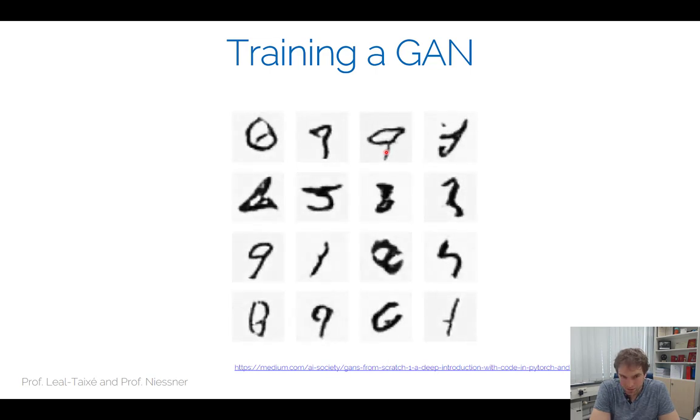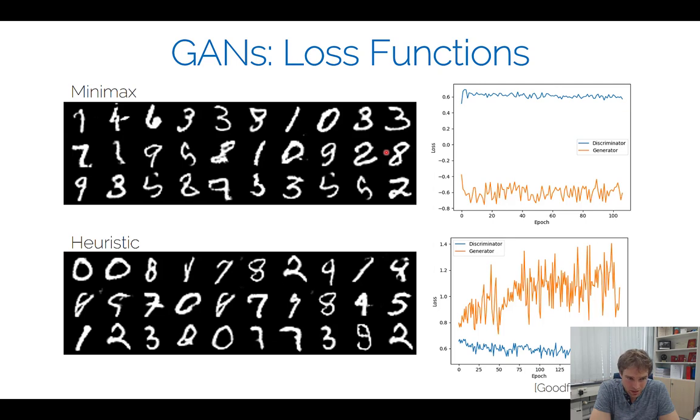One thing that is very important is looking at the loss functions. We see here two examples. We see a standard minimax game, and we see a heuristic method. Again, in practice, most people use heuristic methods today. Training losses should look something like that, or can look something like that, right?